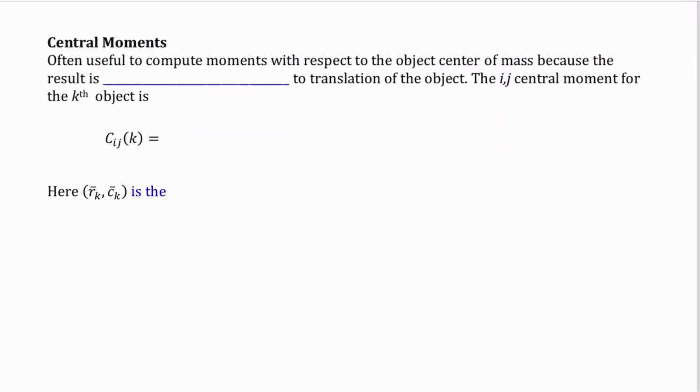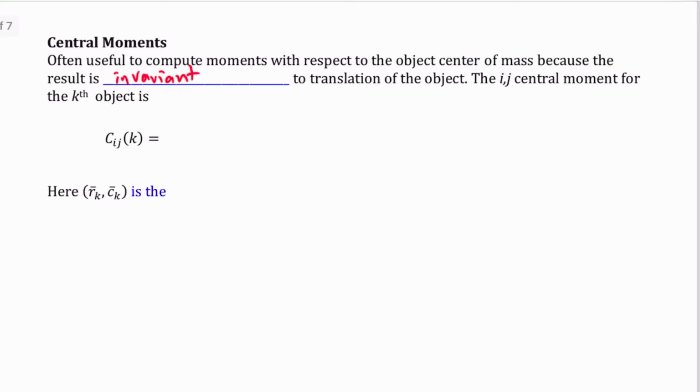So my next concept is that of central moments, because often it's useful to compute the moments with respect to the object's center of mass. And the reason we want to do that is because then the result is invariant to translation of the object. Whereas otherwise your higher order moments are going to change if you just take your object and move that around, then my higher order moments would be changing all the time. And I really want to know what doesn't change even as I translate this around.